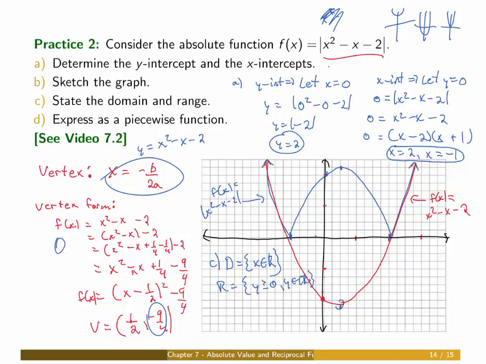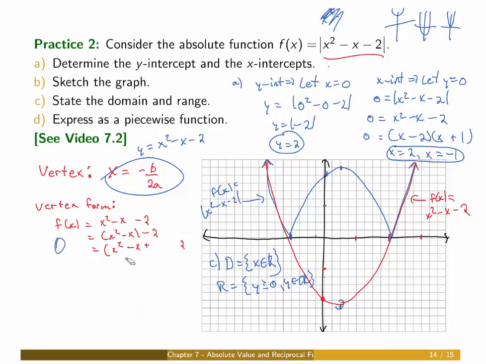Now the piecewise function in this case will be a bit tricky. I'm actually going to erase part of my work right here to make room for the piecewise function. For the piecewise function, what we have is the following. So this is part D. y is going to be equal to positive x squared minus x minus 2.